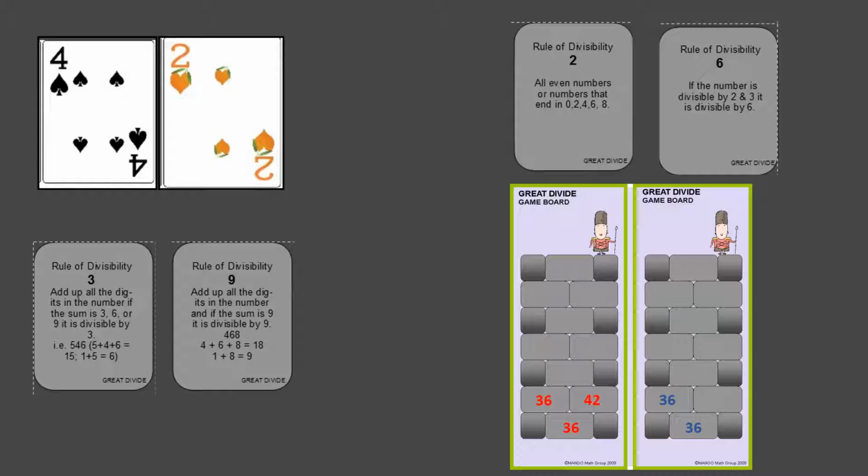Is it divisible by 2? Yes, because it ends in a 2. So player B gets to write that down on their board. And is it divisible by 6? If it's divisible by 2 and by 3, it's divisible by 6. So that player gets to write his number down.